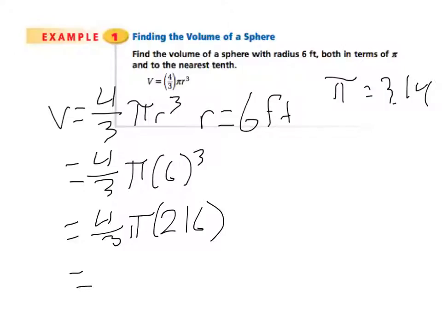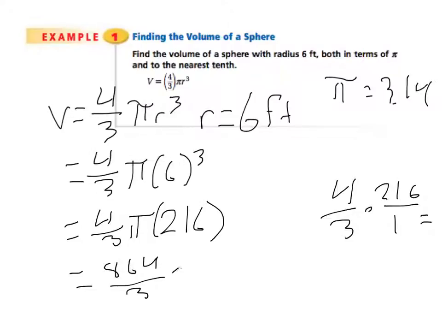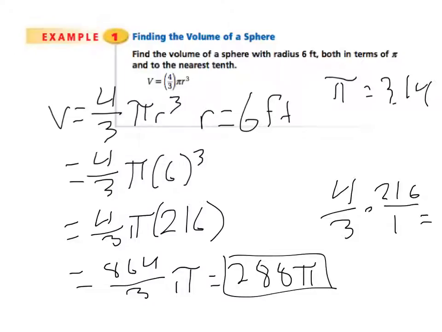At this point, the way that we want to do the math is 4/3 times 216 over 1. So 216 times 4 is 864. 864 divided by 3 gets us 288 pi. That's one answer. For the other one we have to multiply by 3.14, and it says round to the nearest 10th place.